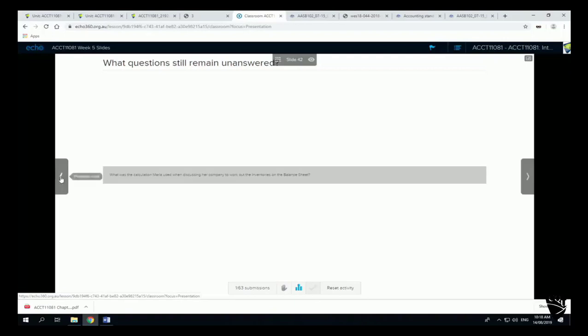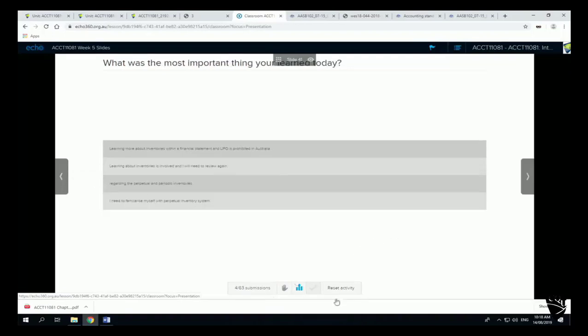No questions remaining unanswered. One more: the most important thing that you learned today. I need to familiarise myself with the perpetual inventory system. That's good. That's what we're trying to get you to do with step 7 of your assignment.